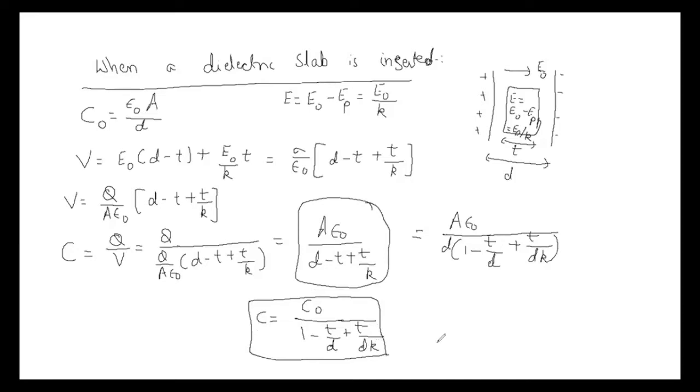Okay, now if the dielectric slab fits in completely between the plates of the capacitor, that is T is equal to D, the dielectric slab is completely filling the plates of the capacitor. Substitute this T is equal to D. This term becomes 1, 1 minus 1 becomes 0, and here what do we get? C naught upon 1 by K, that is, it is equal to K into C naught. So when the dielectric slab completely fills the space between the plates of the capacitor, the capacitance becomes K into C naught.